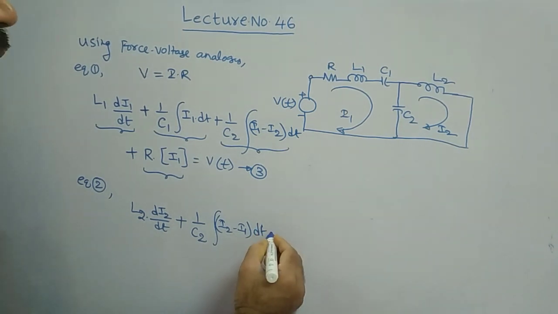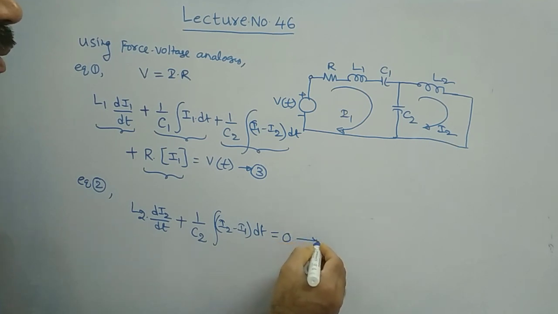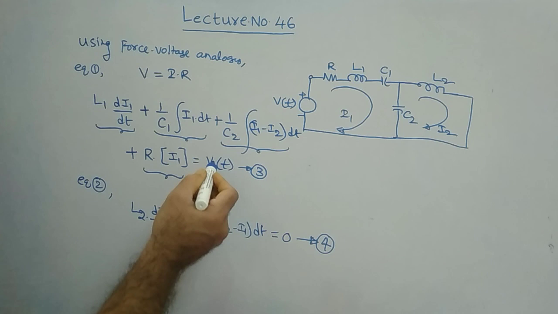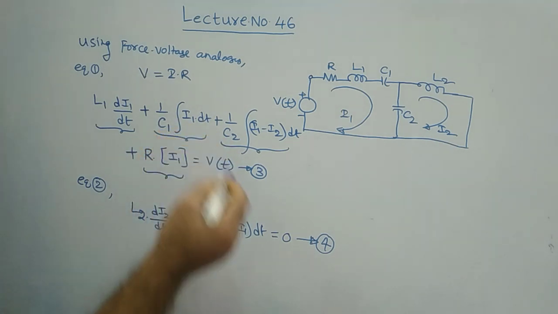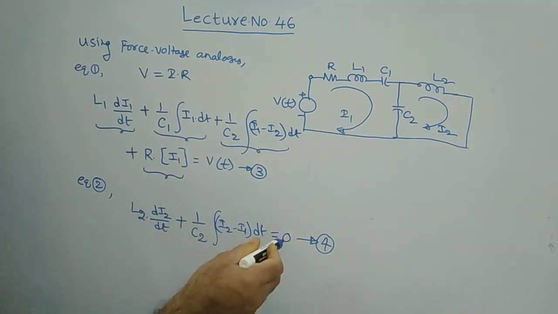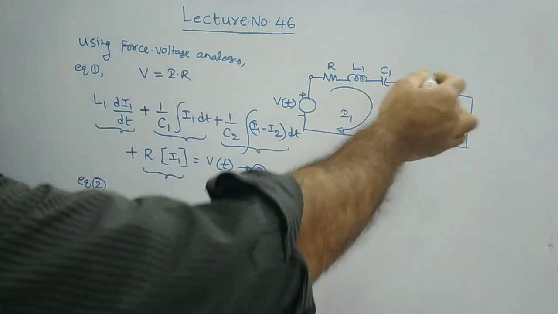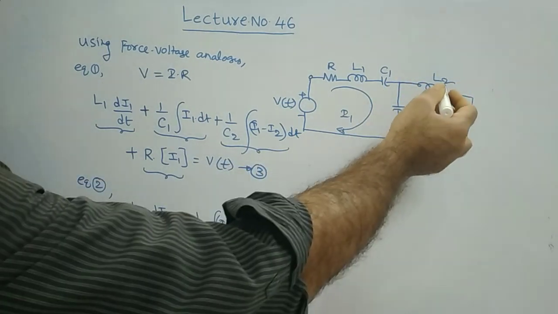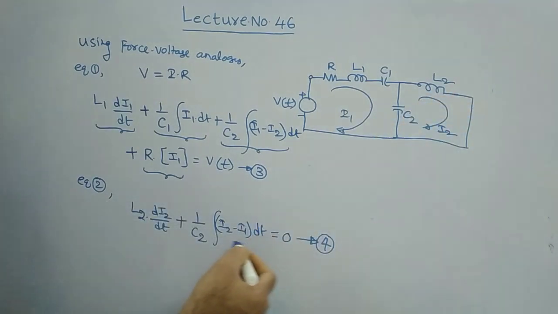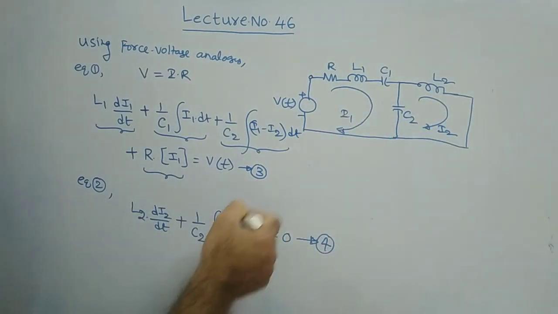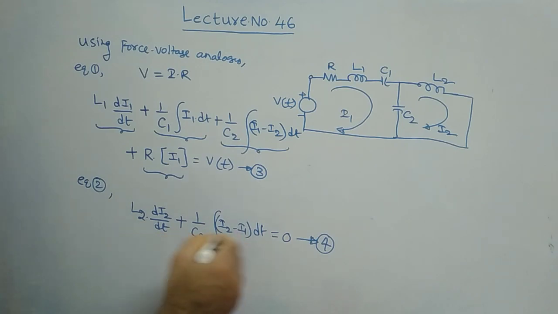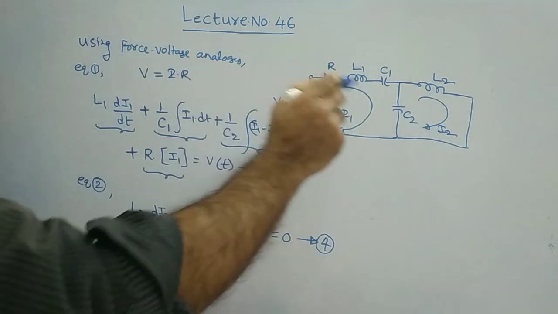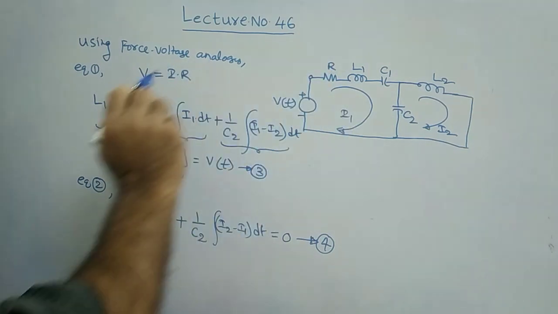Here voltage V of t is there for the first expression. For the second loop the voltage is equal to 0, therefore no voltage is applied here. There is no voltage available, therefore 0. L2 into di2 by dt, C2 is common, with I2 minus I1. So if you equate, that is equivalent to this. This is your electrical equivalent in the force voltage analogy.